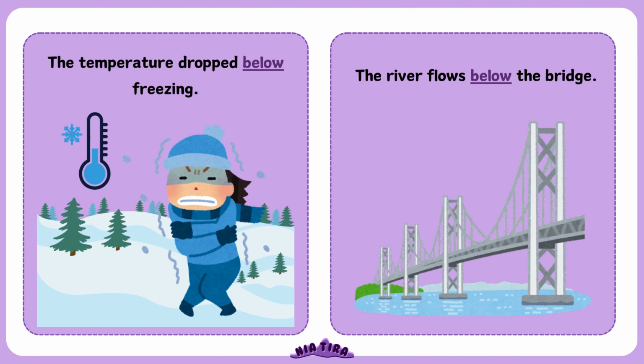The temperature dropped below freezing. In this sentence, the preposition below is used to indicate a position or condition that is lower or less than something else. In this case, the temperature dropped to a level that is lower than the freezing point of water. The river flows below the bridge. In this sentence, the preposition below indicates the spatial relationship between the river and the bridge. It denotes that the river is positioned at a lower level or underneath the bridge.